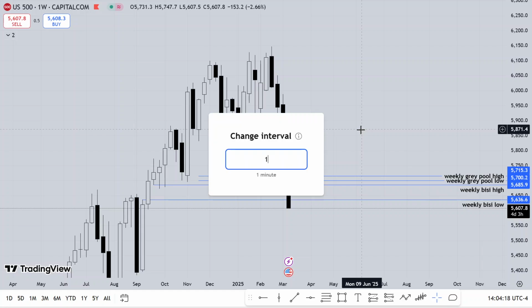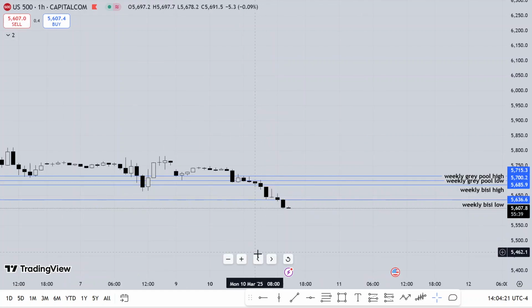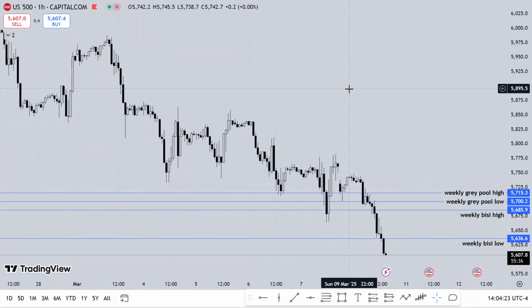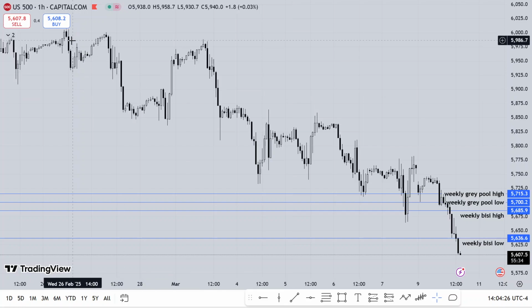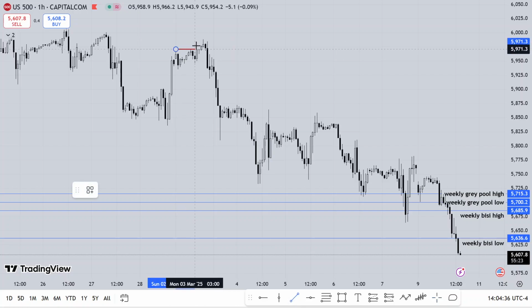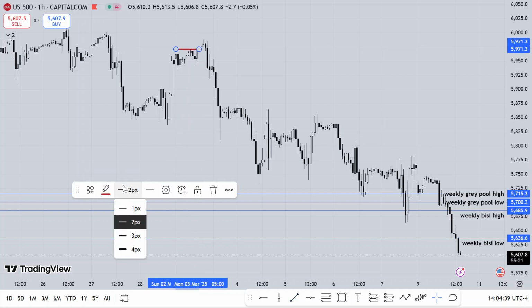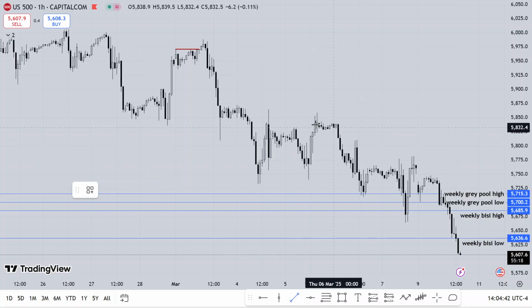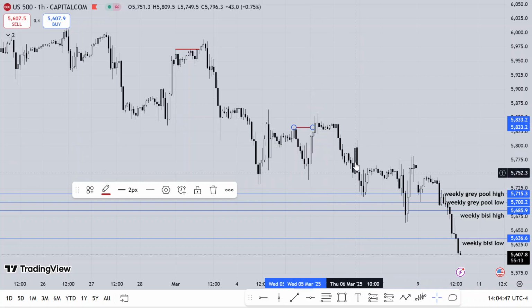So going into the 1 hour, we understood that price has been dropping lower, purging buy side liquidity and sweeping out sell side liquidity, meaning we are getting more confirmation of bearishness in price. So the buy side liquidity was purged and price dropped lower. Rebalanced this imbalance, price dropped lower, and on Friday's trading, price rallied higher, pairing this buy side liquidity here.